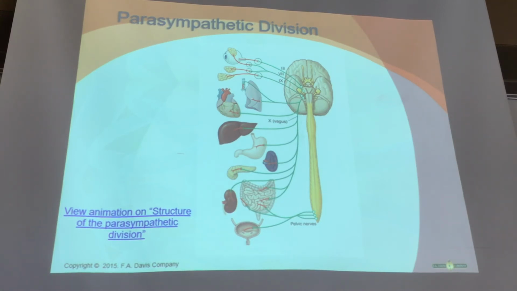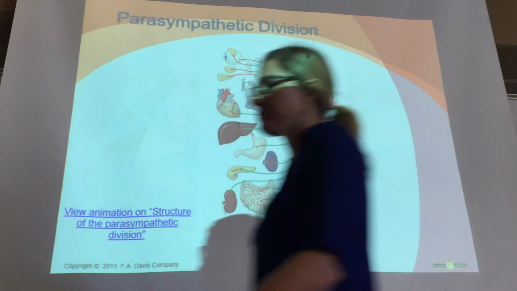So unlike the sympathetic division that arises from the thoracic and lumbar regions of the spinal cord, the neurons of the parasympathetic division arise from the brain and from the sacral regions of our spinal cord. So let's write that down. Preganglionic neurons originate in the brain and sacral regions. So different parts.